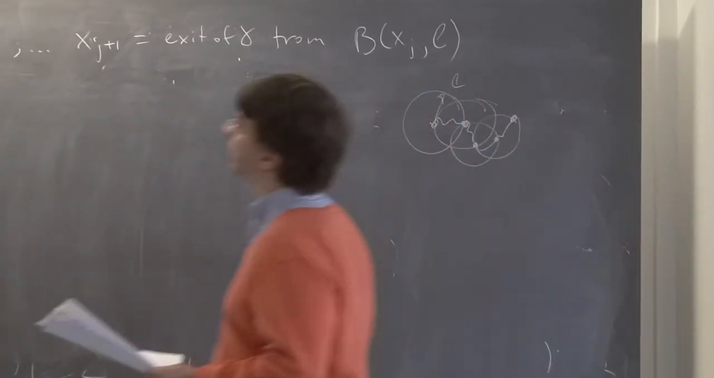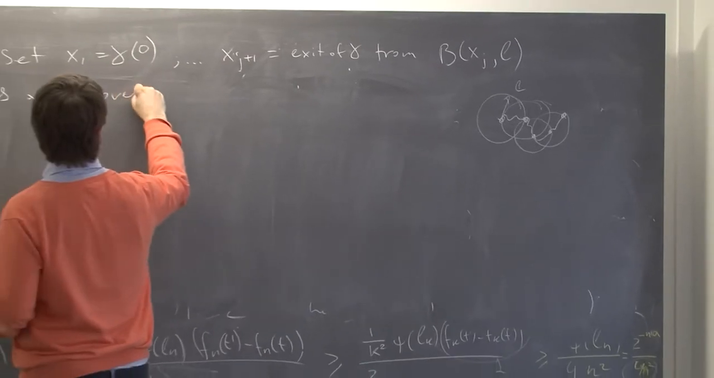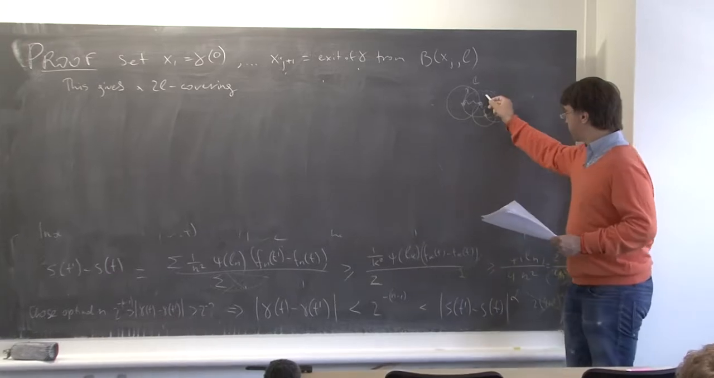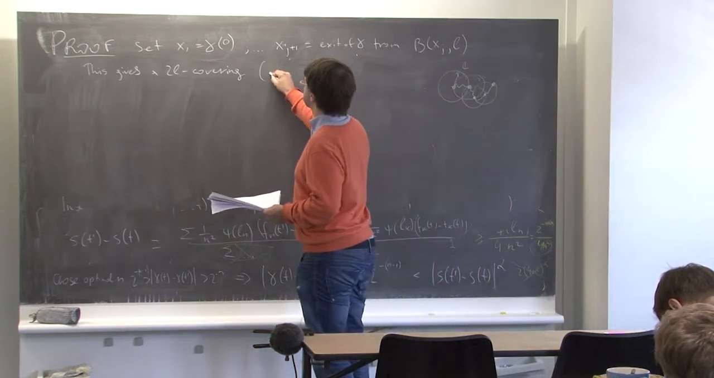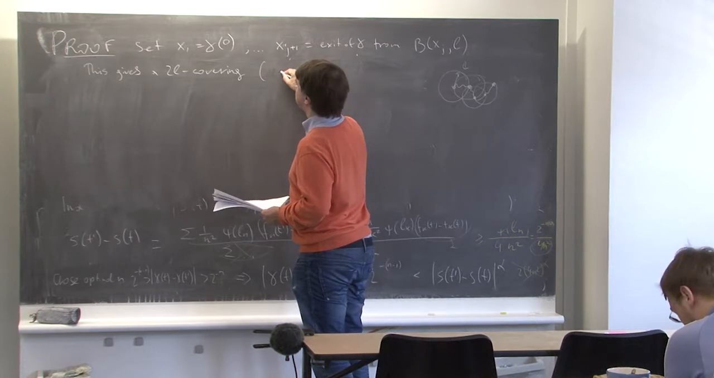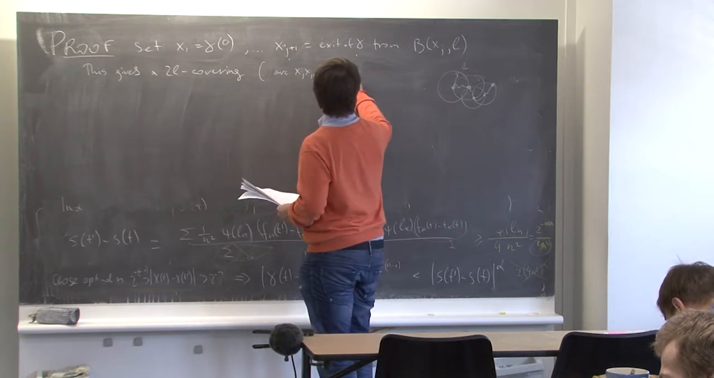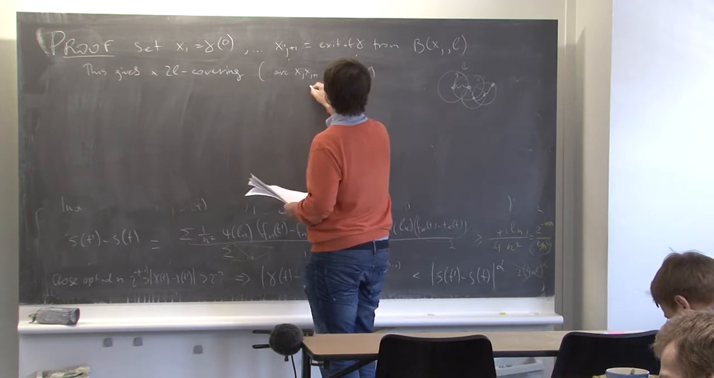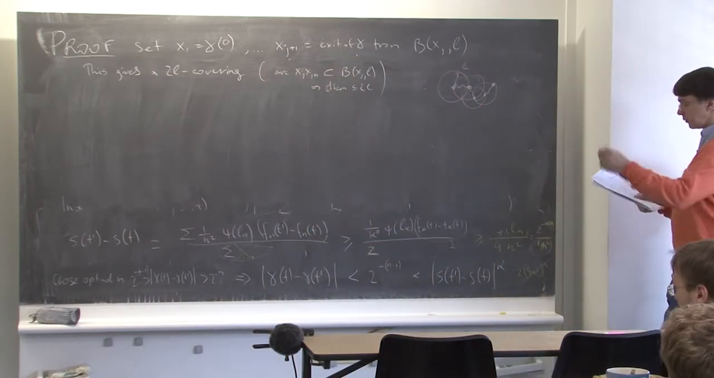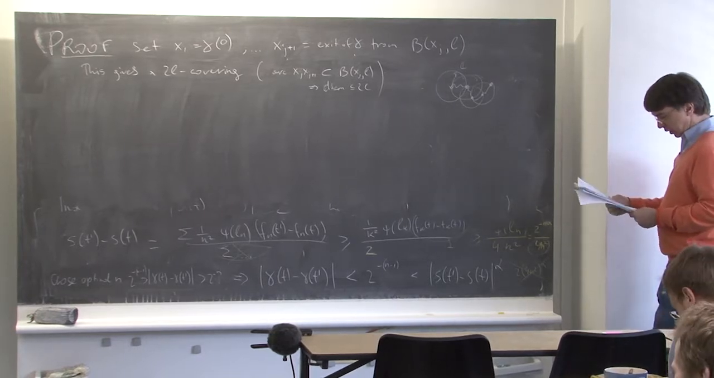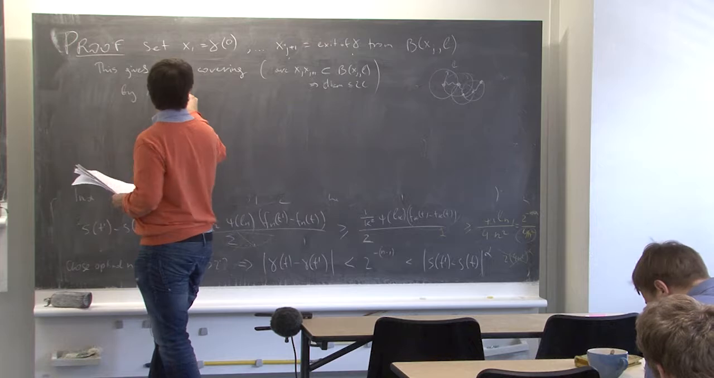So this gives a 2L covering, because each piece we have is contained in a ball of radius L, so it is of diameter at most 2L. So the arc x_j, x_{j+1} is contained in B(x_j, L), and hence has diameter at most 2L. Now let's count how many of those we have, and we'll say the 2L covering is by, let's say, M arcs.